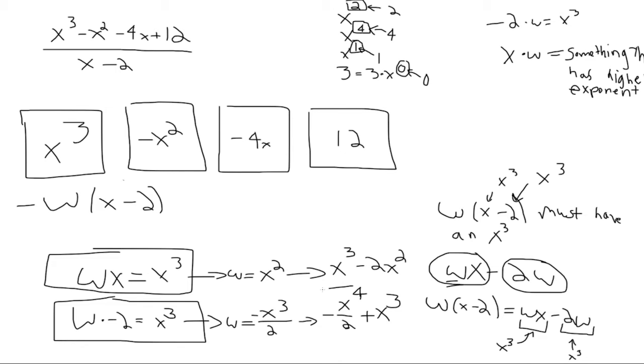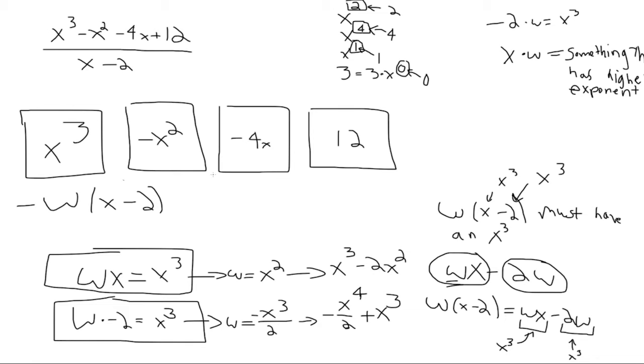If we subtracted negative x to the 4th divided by 2 plus x cubed, the x cubed would go away, but we would end up with another polynomial containing an x to the 4th divided by 2. Or if we subtracted the other one, the x cubed would go away because we're canceling out this x cubed and this x cubed, and we would also be subtracting negative 2x squared.